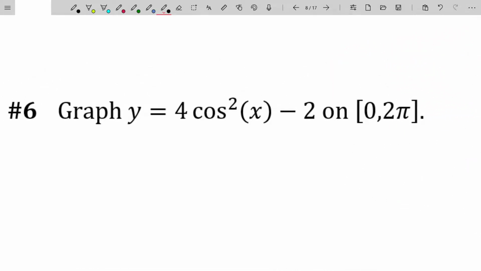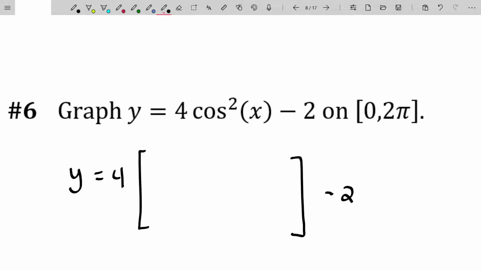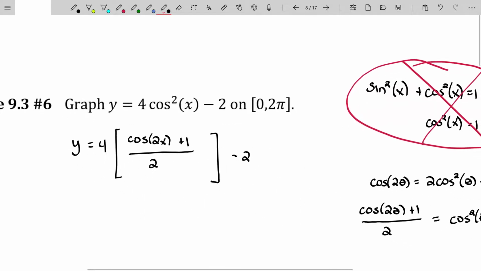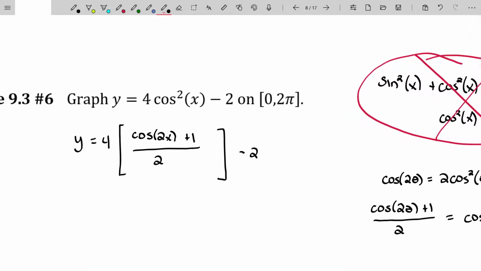So let's see. I can rewrite this cosine squared as cosine of the double angle plus 1 over 2. I mean, just double check. Yep, that's exactly what it is. Now notice this 2 will go into this 4 nicely. And so I am then being asked really to graph y is equal to 2 times the cosine of 2x plus 1 and then minus 2.